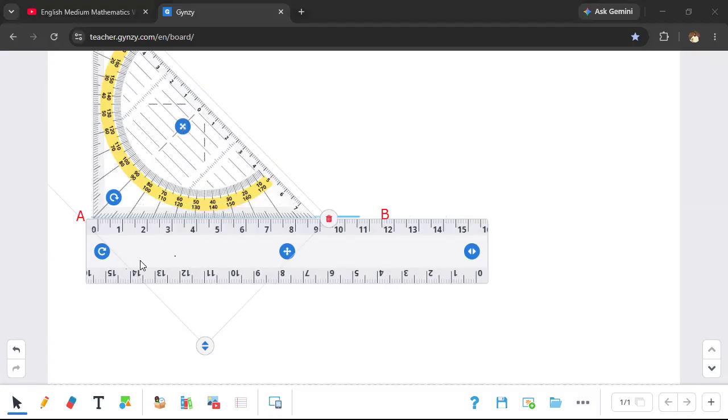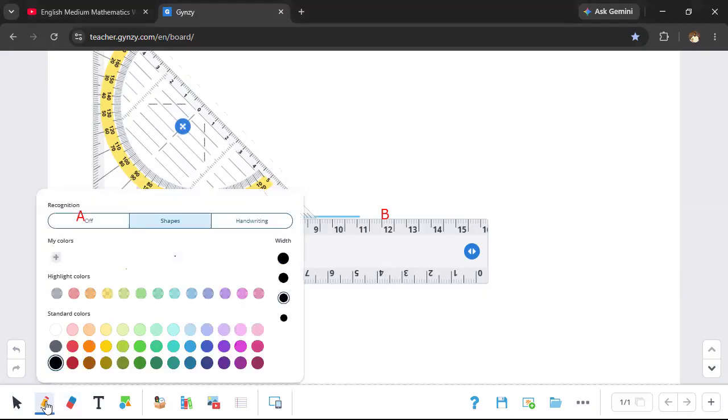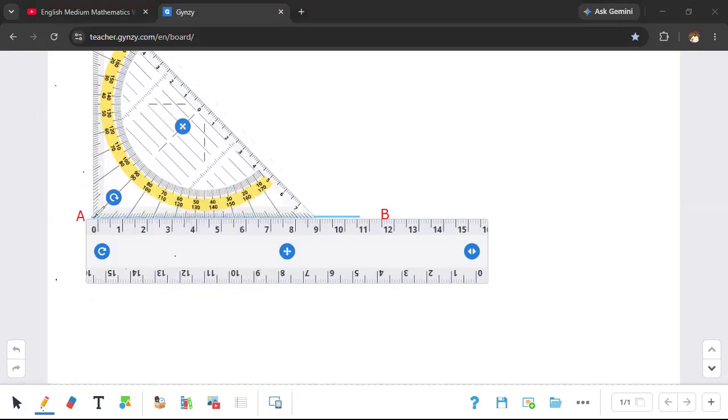Then for the second method, I will place it here, and I will take the pencil. Now this distance from here to here is 2 centimeters. I will mark here my 2 centimeters and I will put a dot here.